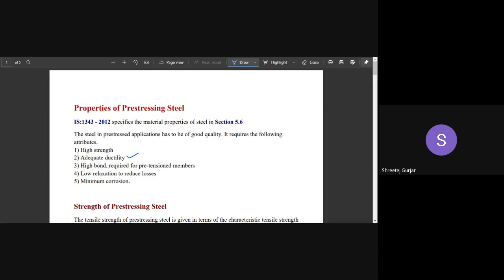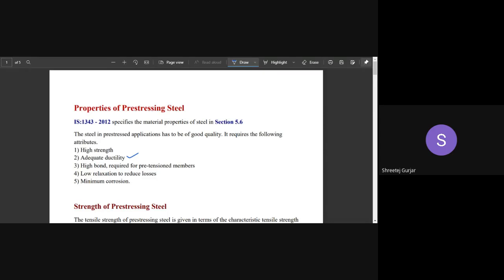In relaxation, because of the relaxation of steel, there is some amount of loss which occurs in our pre-stress, right? What I mean by relaxation is, as the time passes, the steel starts to relax. The pre-stressed steel which we have applied to our concrete, which is tensioned, starts to lose some amount of pre-stress because of this relaxation of steel.